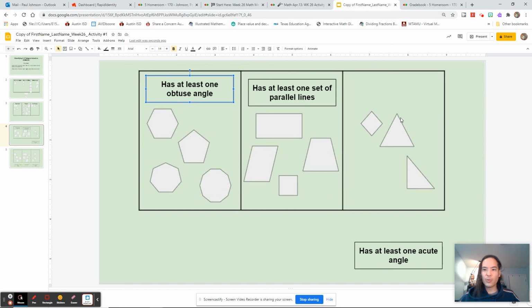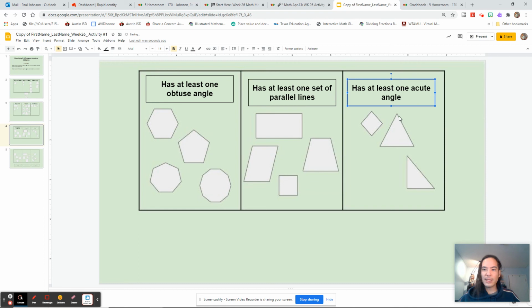All right, and then at least one acute angle. I see acute angle right there. I see acute angle right there. And I see acute angle right there. All the acute angles have less than 90 degrees. So we can see that there's at least one acute angle in each one of these. There is a right angle over here, but the other 2 of these are acute. So it says has at least one acute.